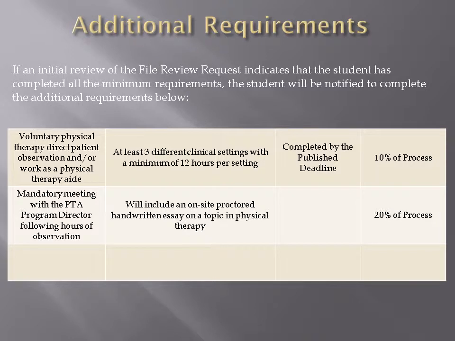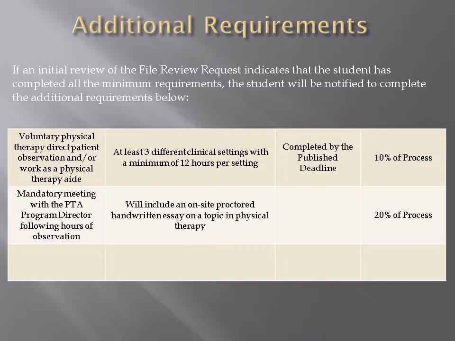Additional requirements. If an initial review of the file review request indicates that the student has completed all the minimum requirements, the student will be notified to complete the additional requirements below. A voluntary physical therapy direct patient observation and/or work as a physical therapy aide. At least 3 different clinical settings with a minimum of 12 hours per setting must be completed by the published deadline and may comprise 10% of the process.